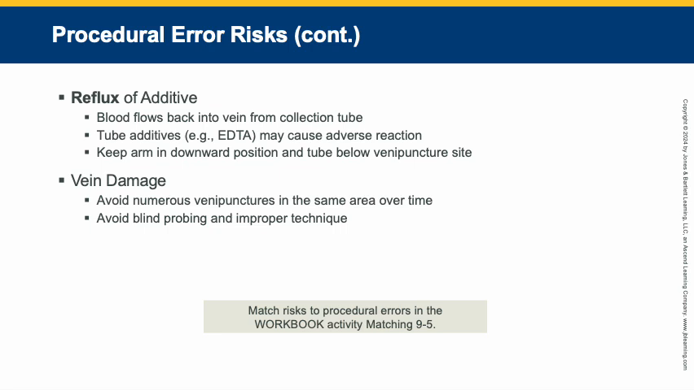Vein damage. Properly performed, an occasional venipuncture will not impair the patency of a patient's vein. Numerous venipunctures in the same area over an extended period, however, will eventually cause a buildup of scar tissue and increase the difficulty of performing subsequent venipunctures. Blind probing and improper technique when redirecting the needle can also damage veins and impair vein patency.